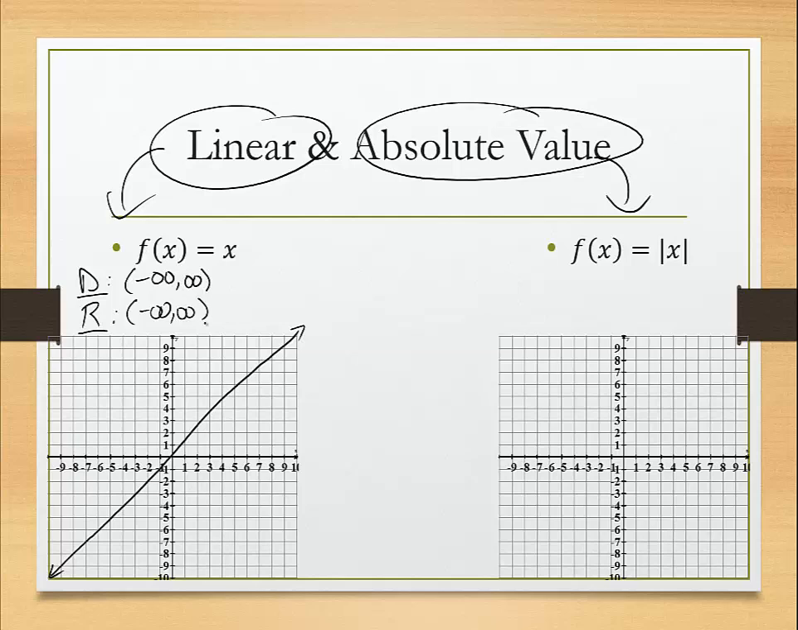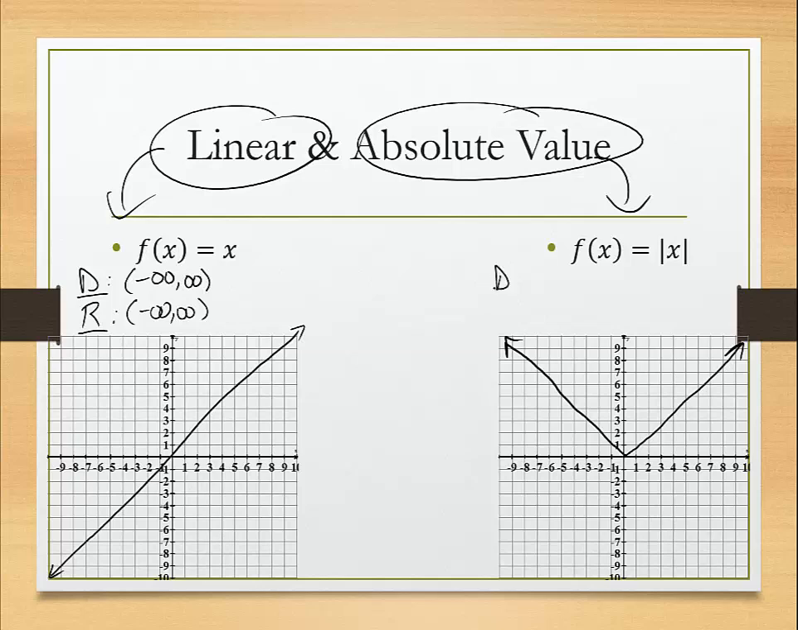Now our absolute value function is very similar to a linear function, but we don't have any negatives. So it's going to be like that and like that. The absolute value turns all of our negatives into positives. So that's why it reflects off the x-axis.